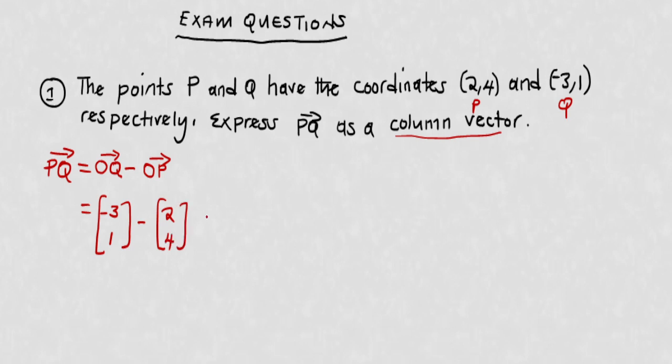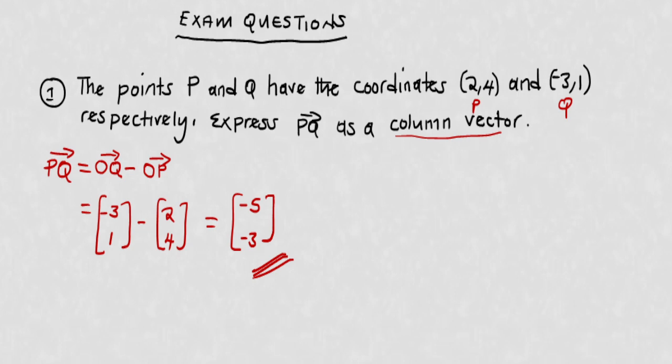Then from there, what are we going to do? The final answer: what is -3 minus 2? It is -5. Then 1 minus 4 is -3. So that's how you do that. You always start from the origin. Very important. Always start from the origin.